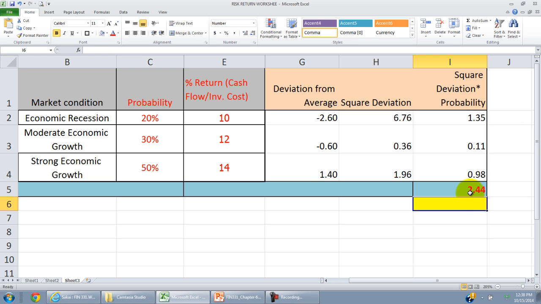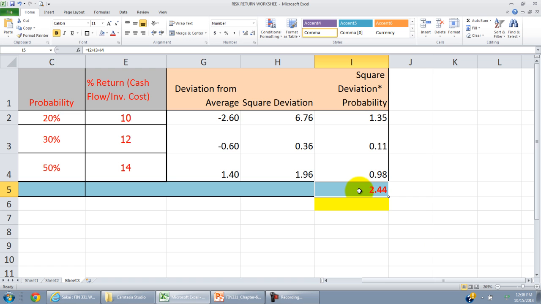We have 2.44. Now, in terms of math, this number is the variance. In order to calculate the risk, we have to take the square root of 2.44, the square root of the above number. Now the square root is 1.56.